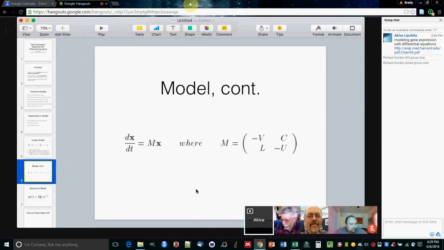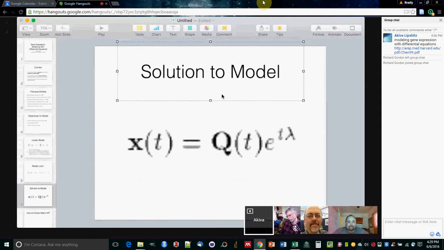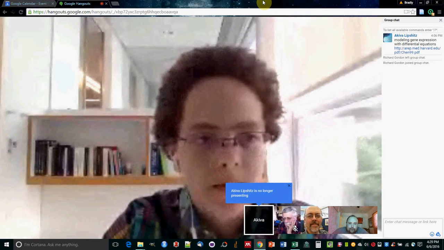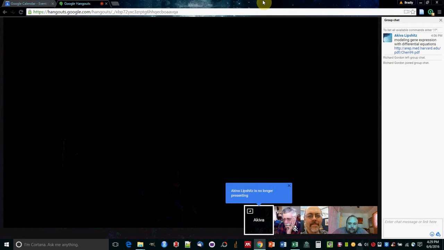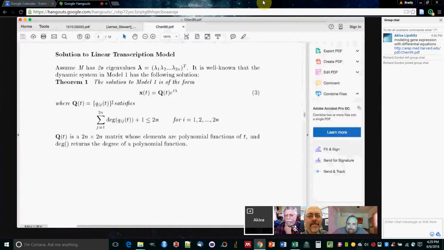What's Q? How so? Oh, I thought you said cute. Q is another matrix. This is just getting into a lot of mathematical detail, so I'll pull up the paper itself. Okay, so Q is this.